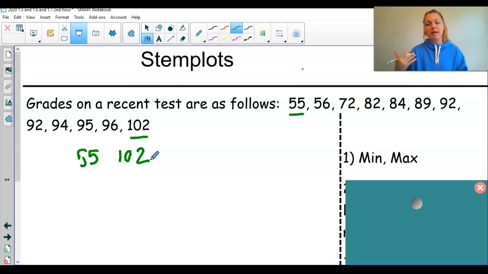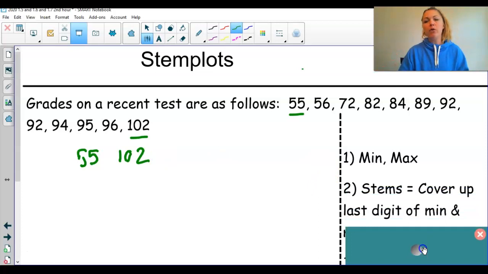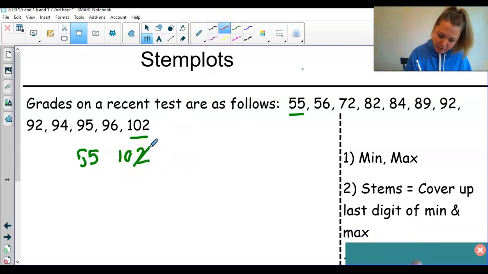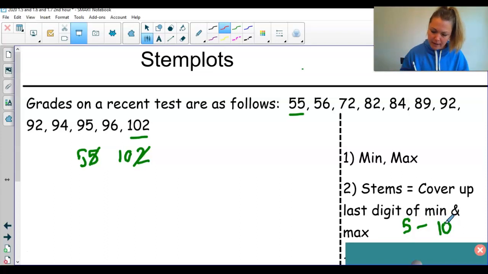Now what I wanna do from there is I wanna figure out what my stems should be. So that's step 2. And in order to figure out your stems, you wanna cover up the last digit of your min and your max. So you can almost imagine we could cross it off here, right? If I crossed off my last digit, okay? Why did I do that? That's gonna tell us what our stems are. So our stems in this case are gonna go from 5 to 10. And my pen's a little delayed, so forgive me, okay? So from 5 to 10.